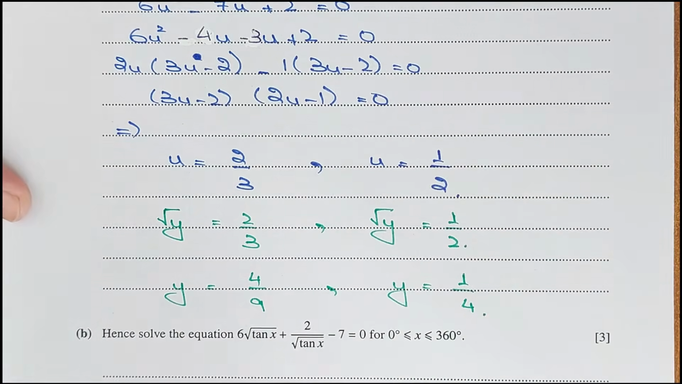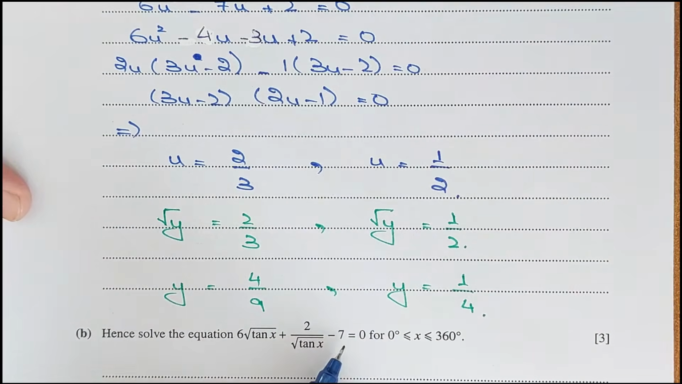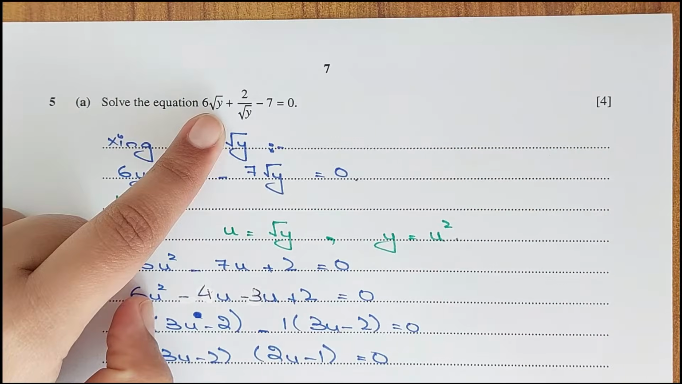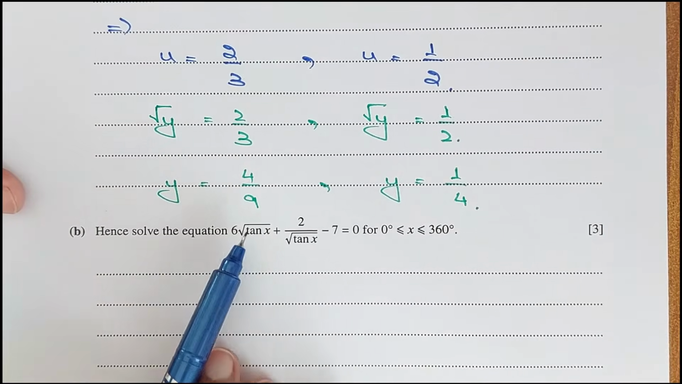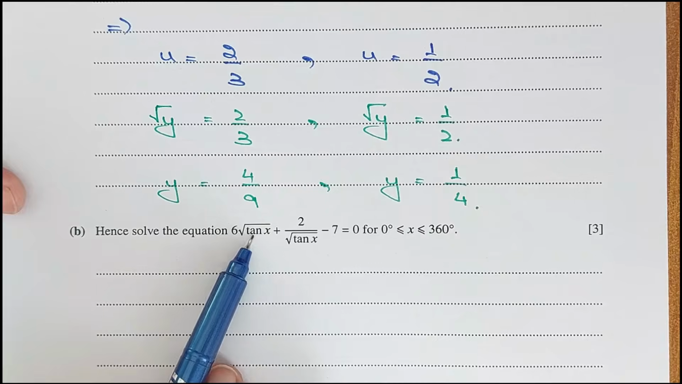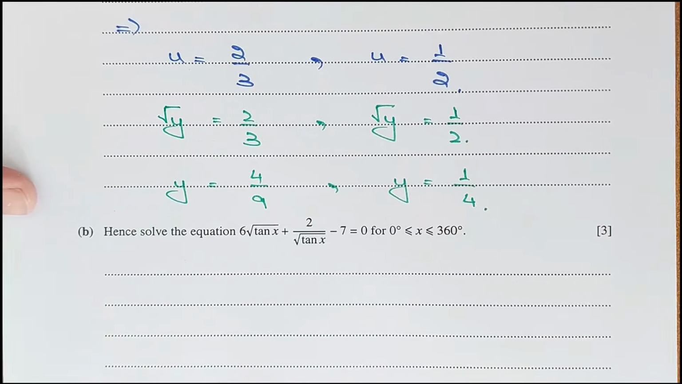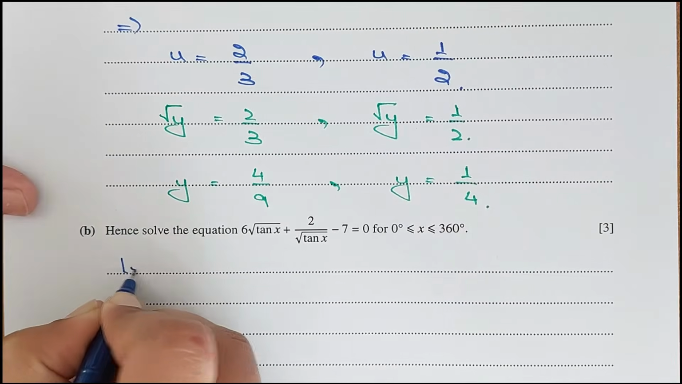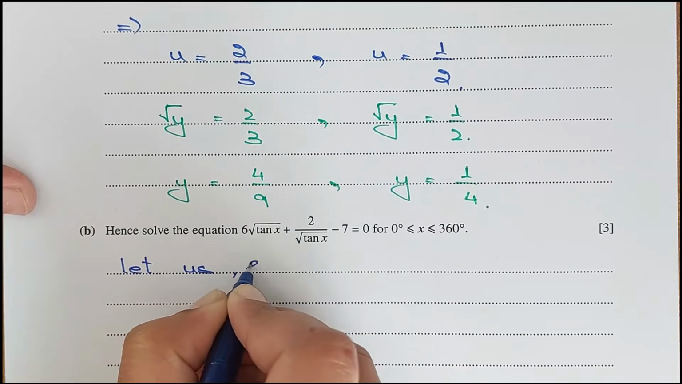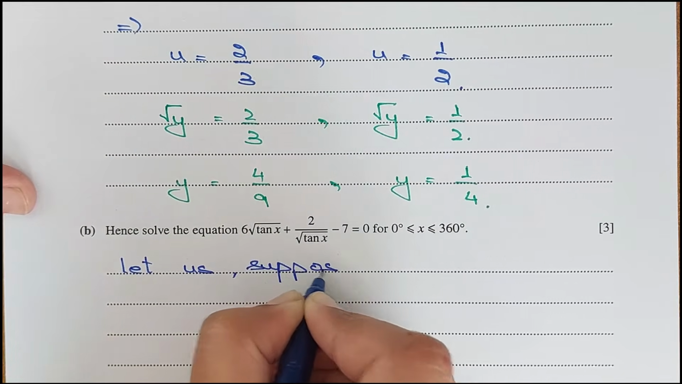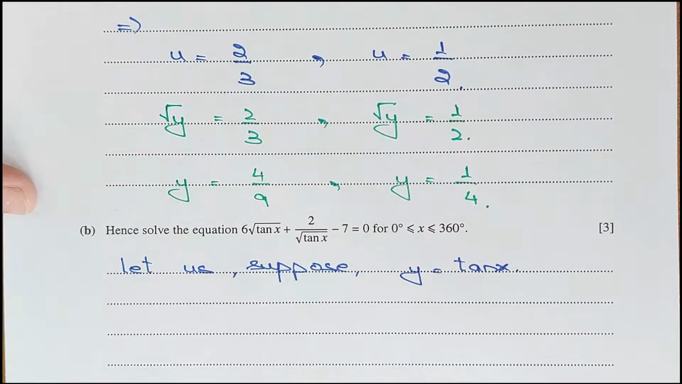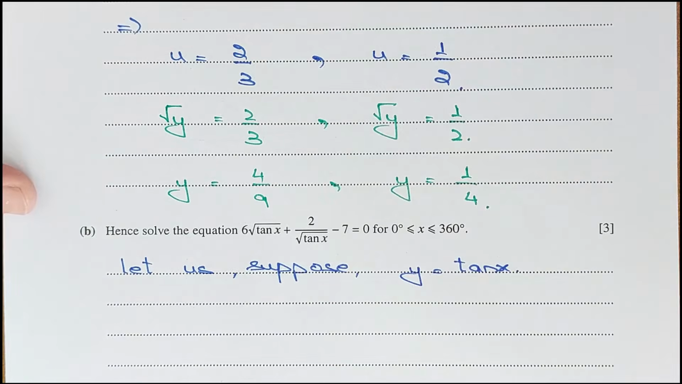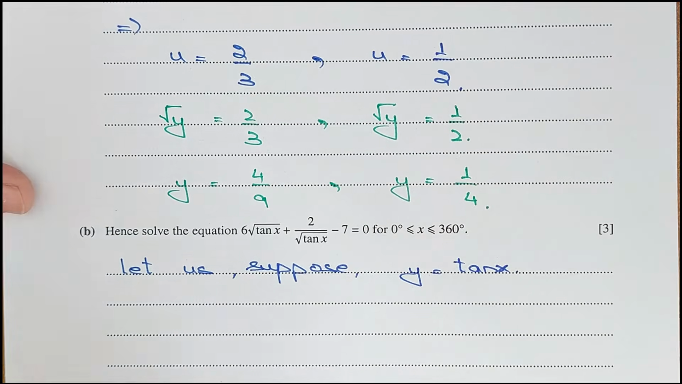Now for part B, hence solve the equation. You have to solve this equation equal to 0 for x between 0 and 360 degrees. As you can see, we have 6 square root of y plus 2 over square root of y minus 7, and over here square root of y is replaced with square root of tan x. So basically, let us suppose that y is replaced with tan x. Now we have two values for y. We can easily solve for the two solutions.